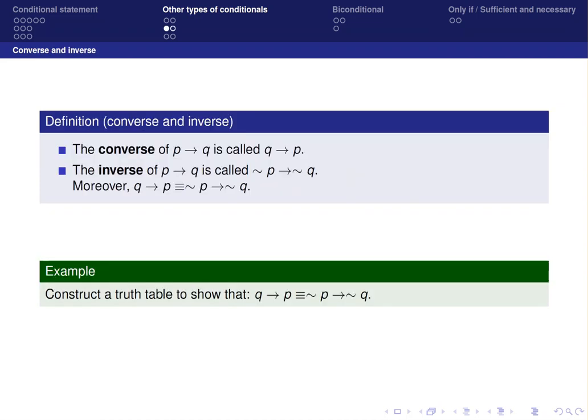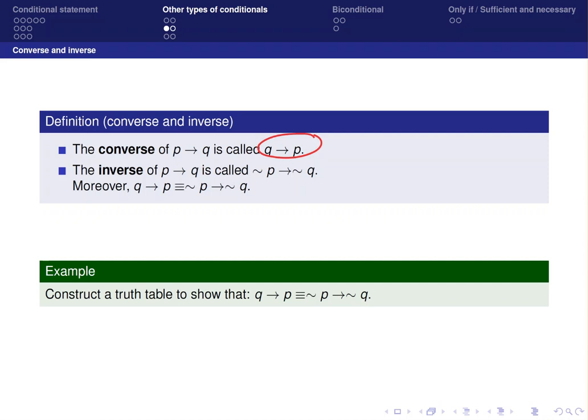The next two conditionals that can be derived from the original P implies Q are called converse and inverse. So what is the converse of P implies Q? It is Q implies P. So notice it's similar to the contrapositive, except it doesn't have the negations of Q and P. It just reverses the letters, but it doesn't negate them.